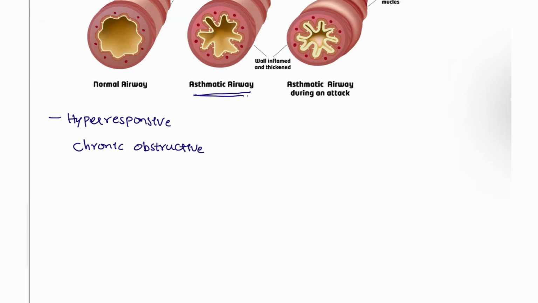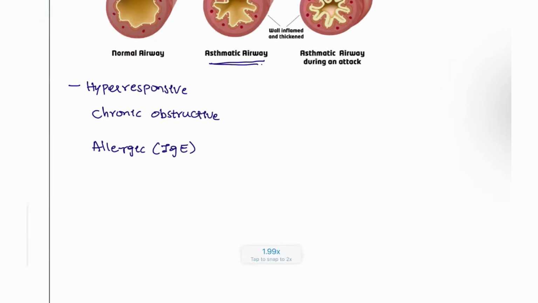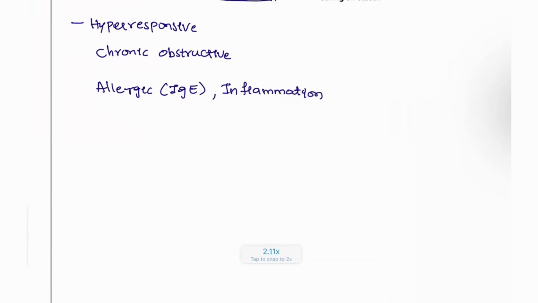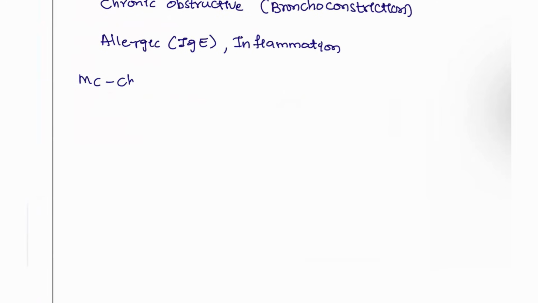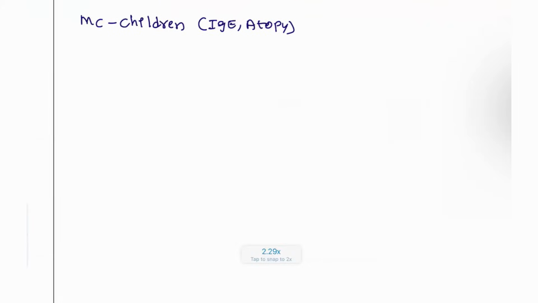So what is happening in the patients with the obstructive airway? Usually it is due to triggering by allergens, for example IgE mediated, or inflammation due to triggering factors like obesity or exercise, leading to asthma, obstructive constriction, bronchoconstriction. This is the main thing that we have to understand. Then asthma is most common in which population? Most commonly in children. Children are most affected; with the help of IgE or atopy and other conditions, children are more prone to this condition.